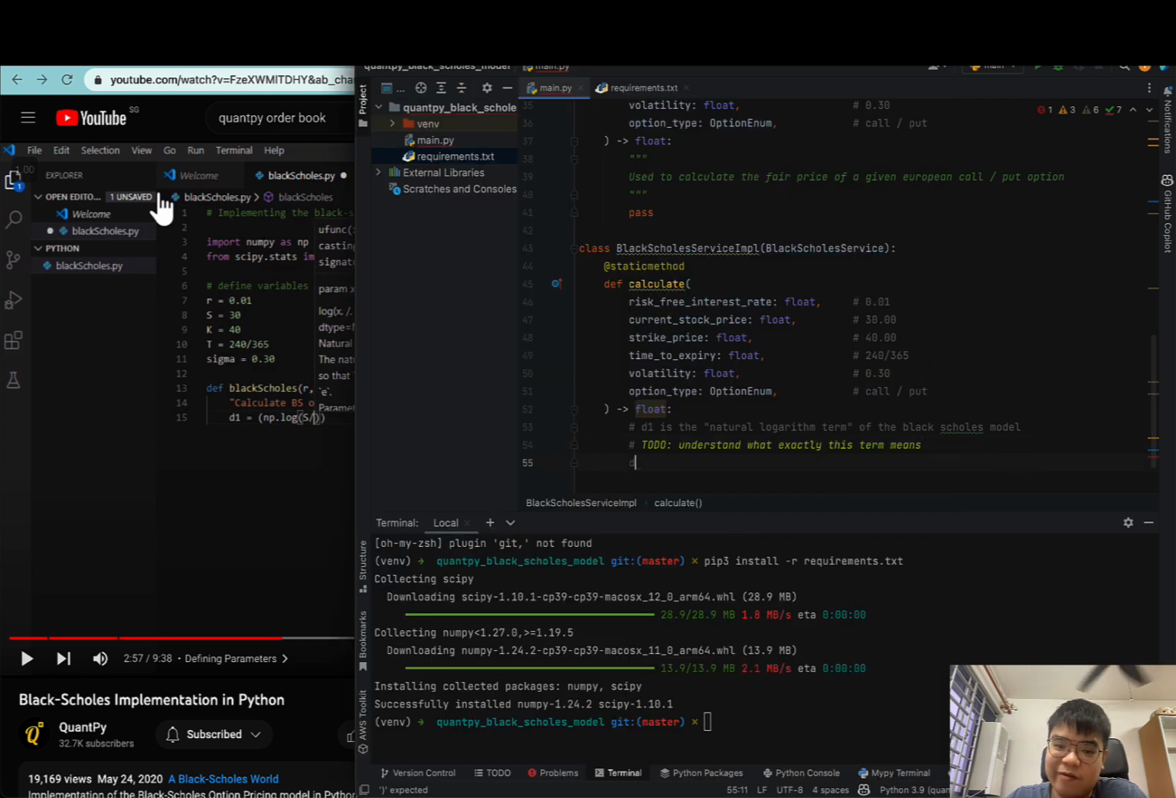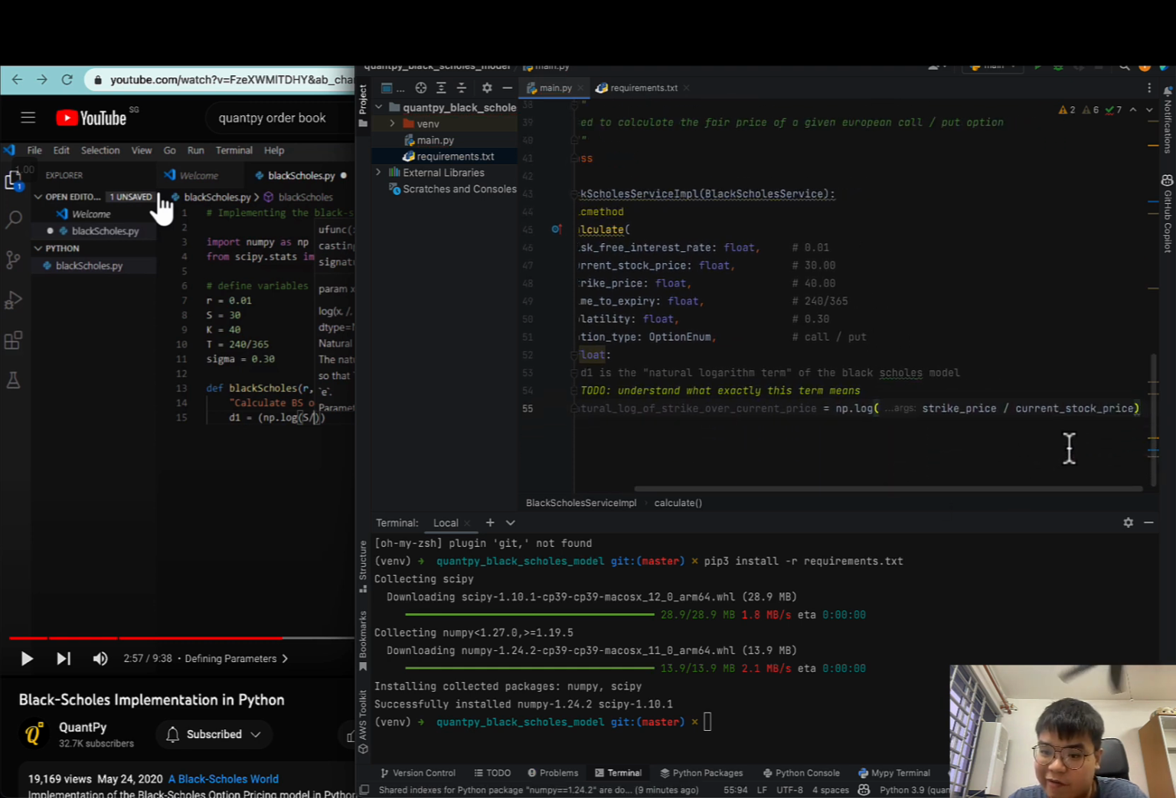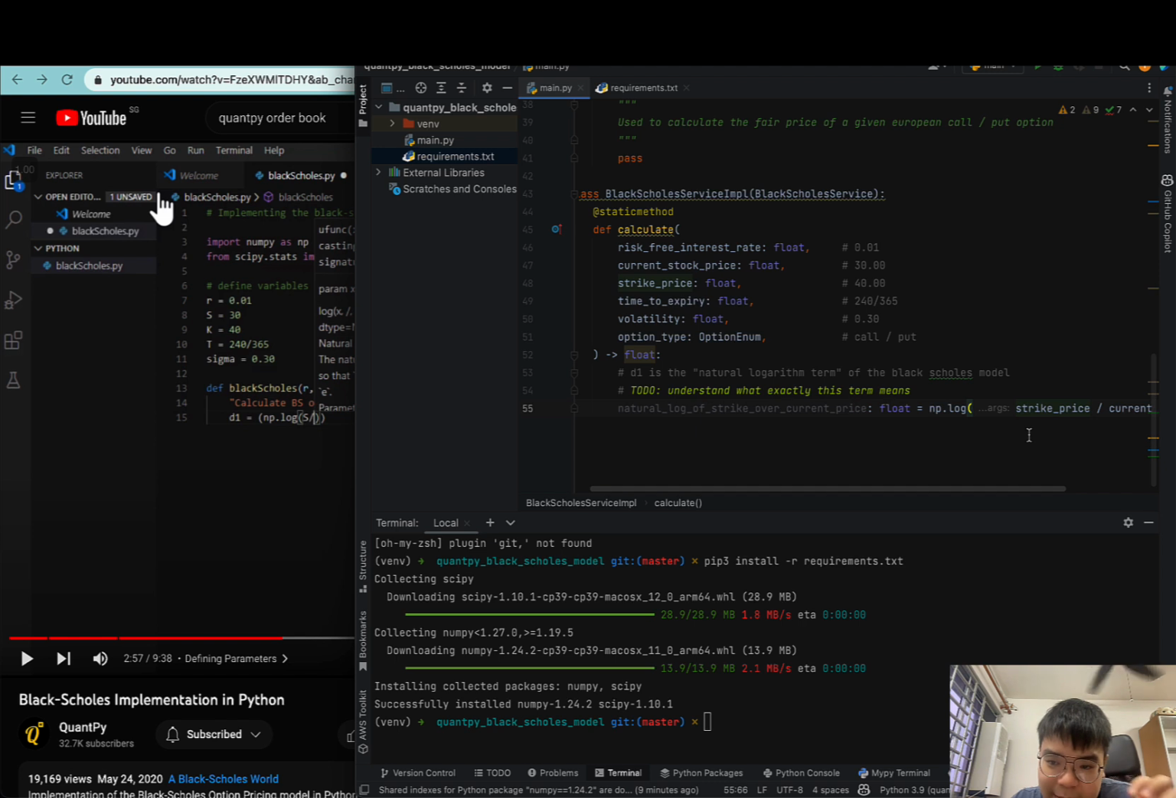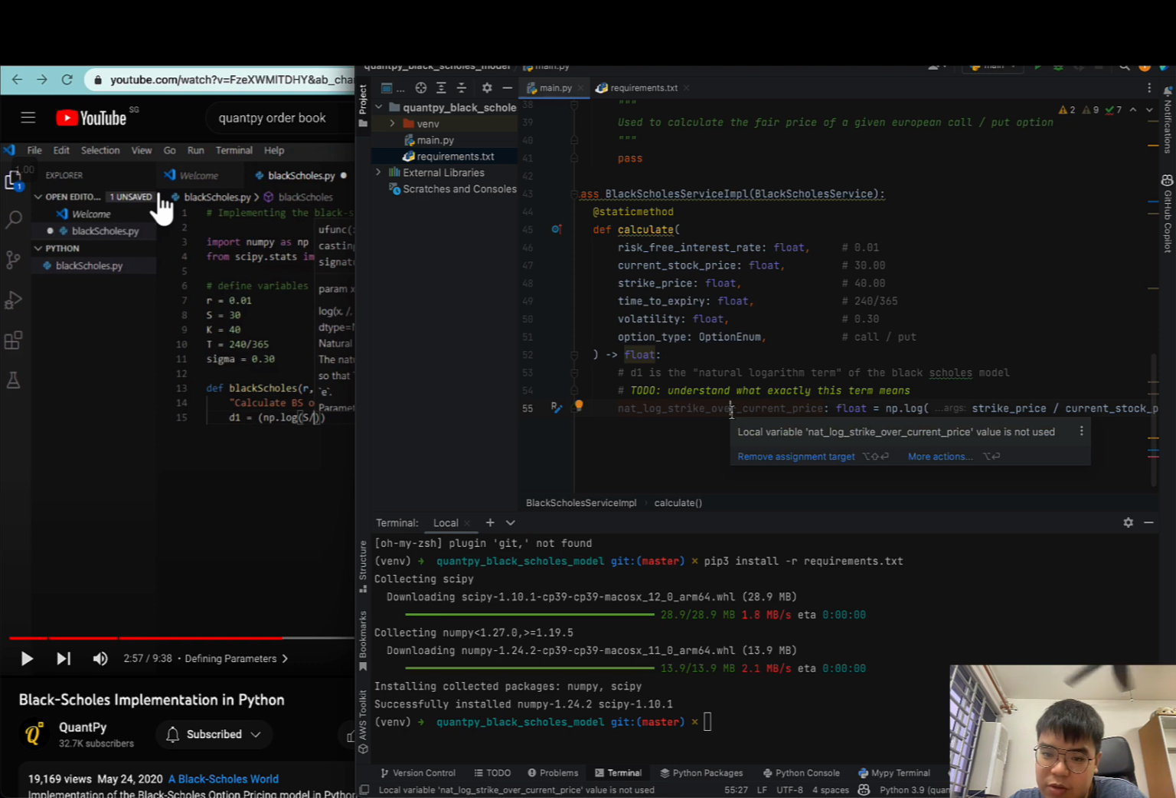So it's the natural log of strike over current price, equals the natural log of strike price divided by current price. Okay, so I'm abstracting each term out of D1 so that it's more readable. Let's call this net log strike to current price. Okay.